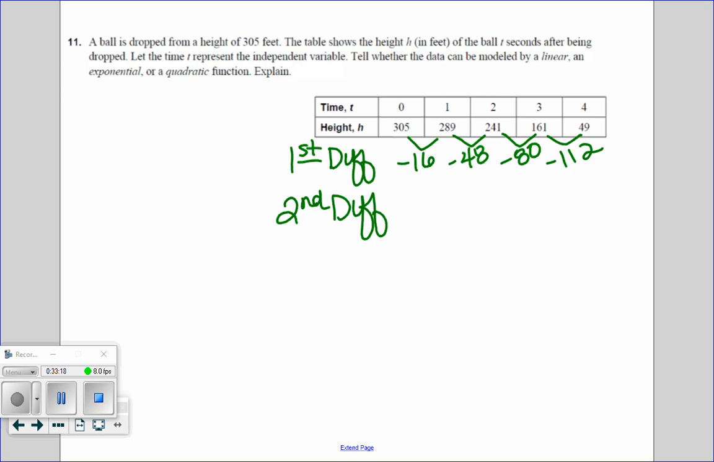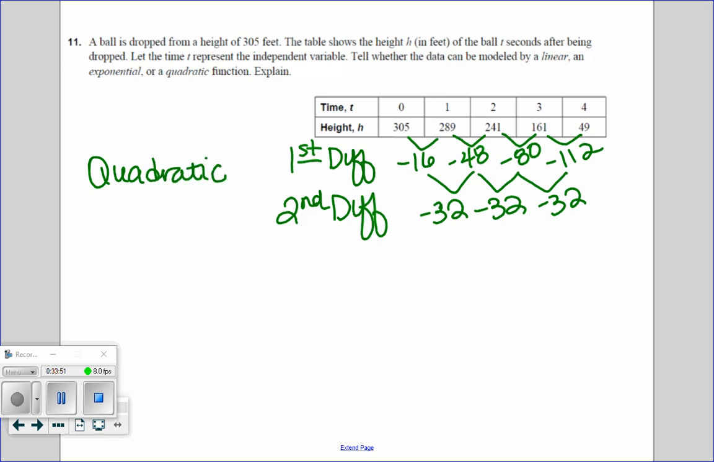Okay, so now we're going to do the difference of these guys. If you go from negative 16 to negative 48, how much did that decrease? Negative 32, right? It's a decrease of 32. Okay, what about from negative 48 to negative 80? That's a decrease of 32, or negative 32 here. Okay, what about from negative 80 to negative 112? Look at that. So we have a common second difference, which confirms that this is quadratic.